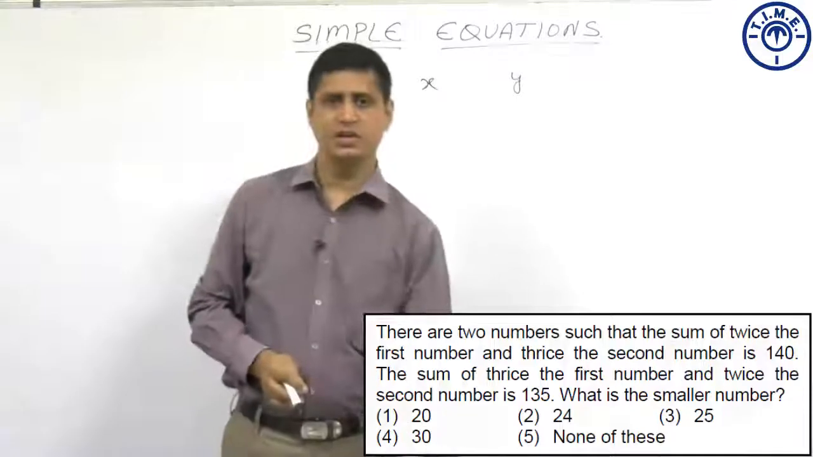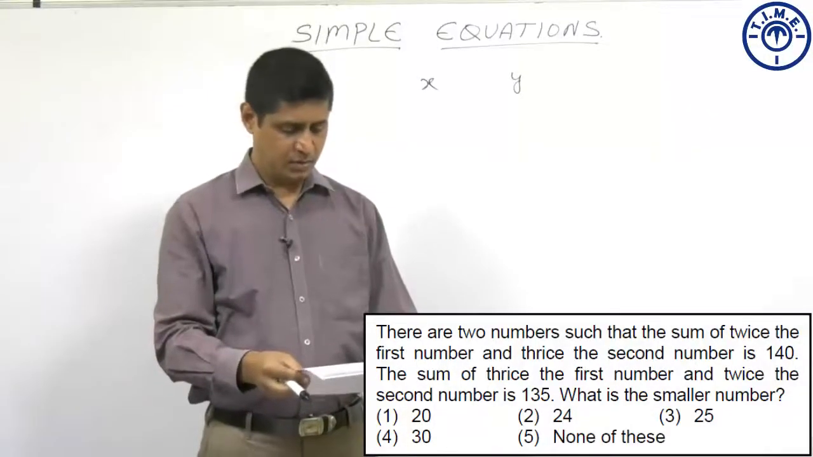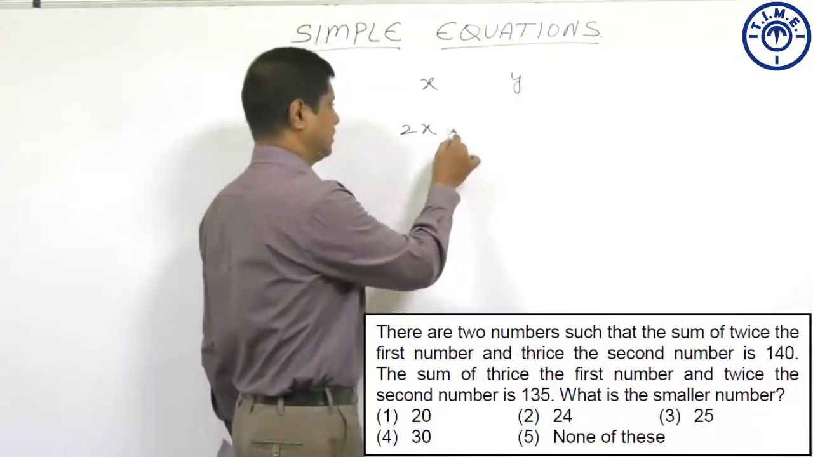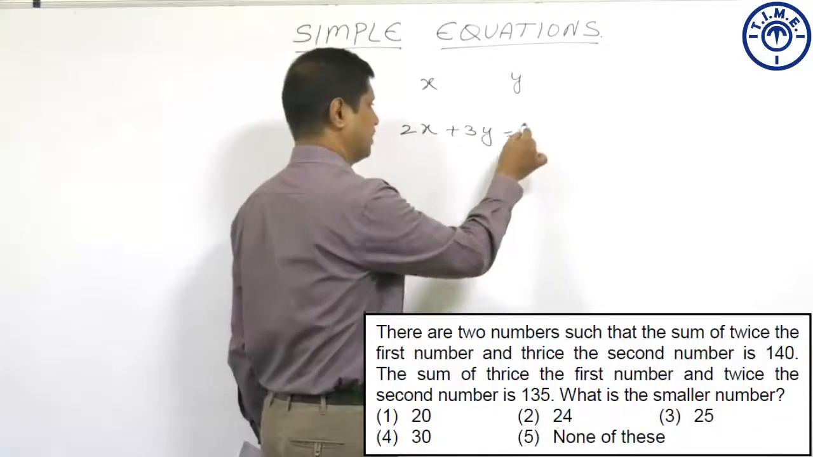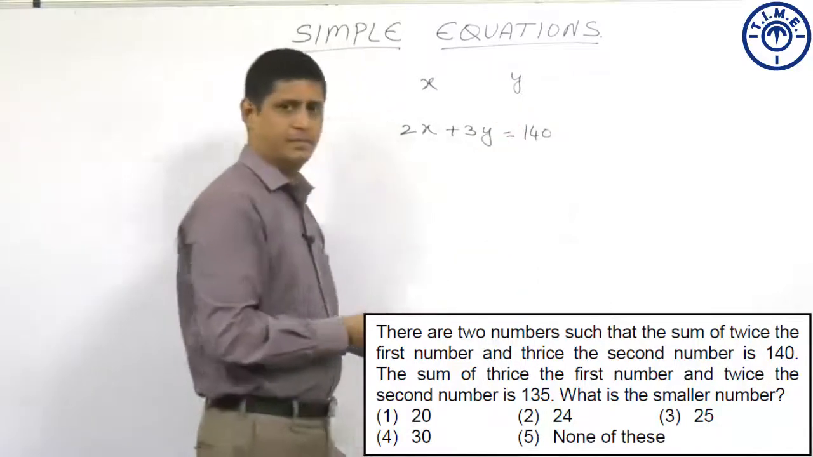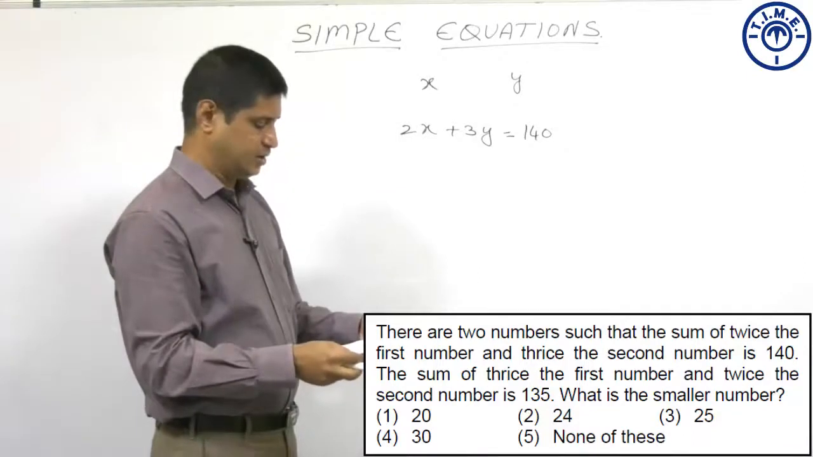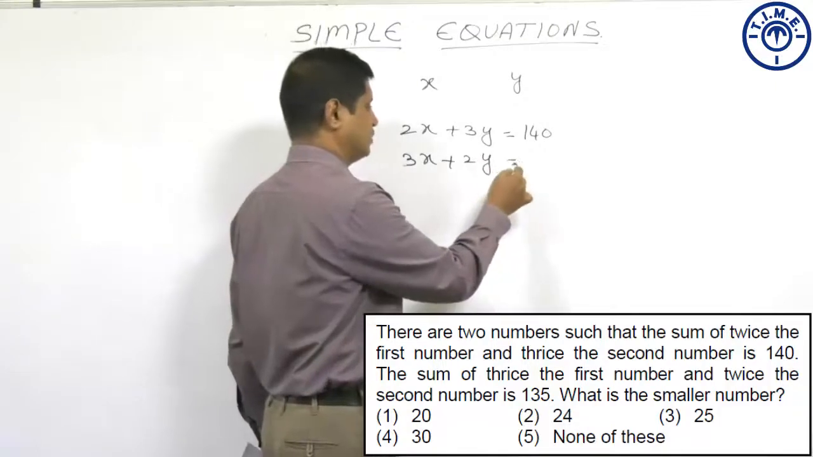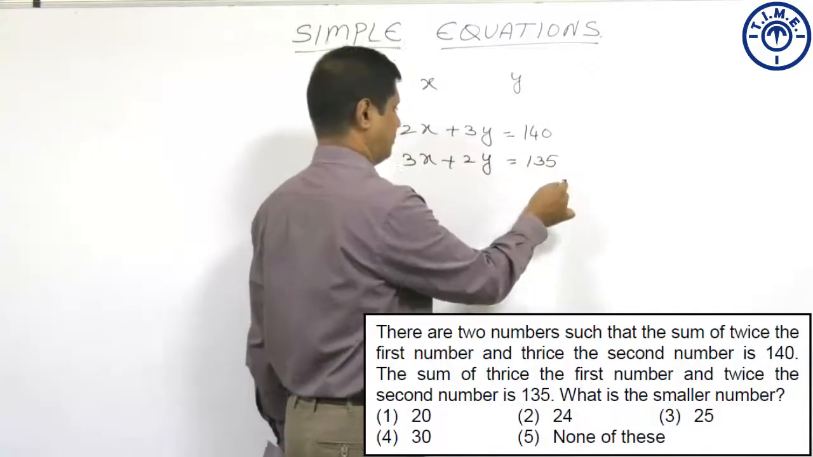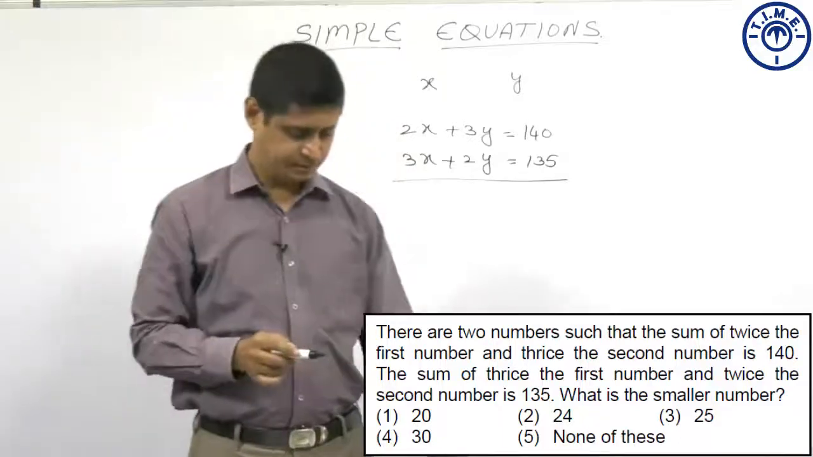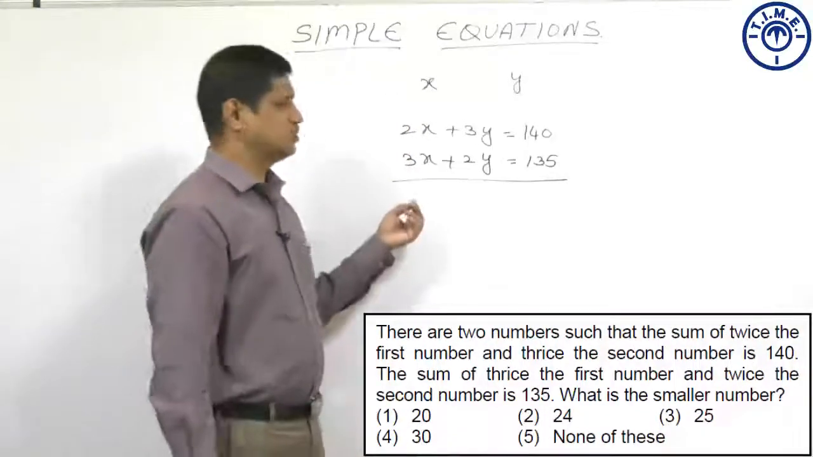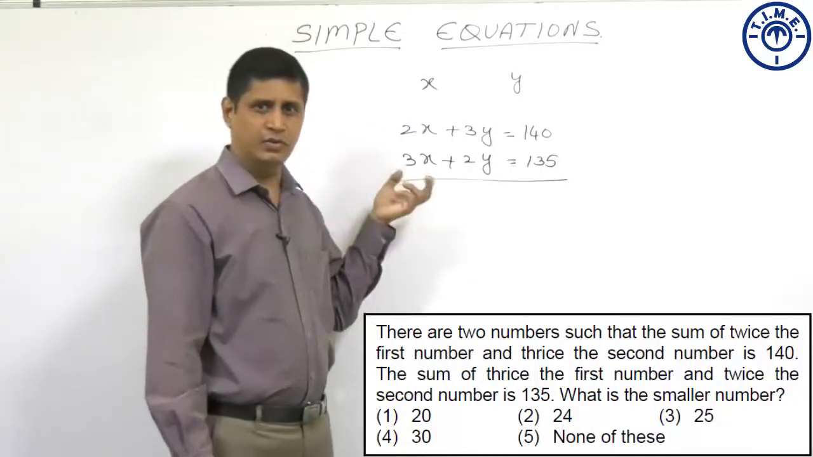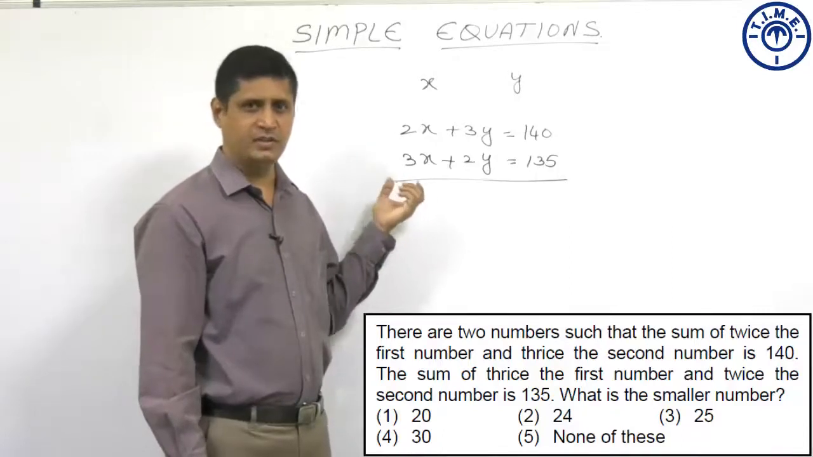What is the first condition here? The condition 1, the first number is doubled, means twice. Twice the first number and thrice the second number, the result is 140. What is the second one here? Thrice the first value and twice the second value, the result is 135. Smaller one to be found. Now, here we need to find the values of x and y. Using those values, which is smaller, which is larger, we can find very easily.